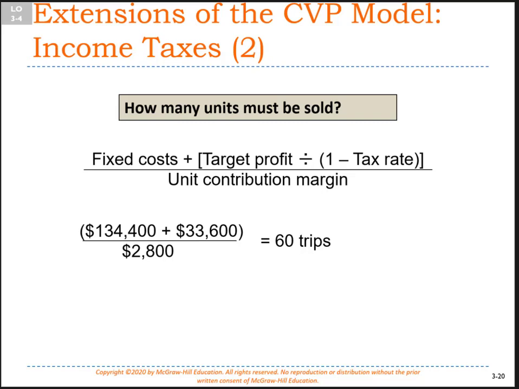Same thing with the number of units being sold. Okay, so let's just throw it all in. Fixed costs plus the target profit adjusted for the tax rate, divided by the unit contribution margin. So if we want to make 25,200, which means we actually have to make 33,600, then share some of that with the government. Okay, then we divide those together. This is our fixed costs. This is our target profit adjusted for taxes. Divide by 2,800 equals 60 trips. So we've got to take 60 trips, all right, to make that target profit after taxes.